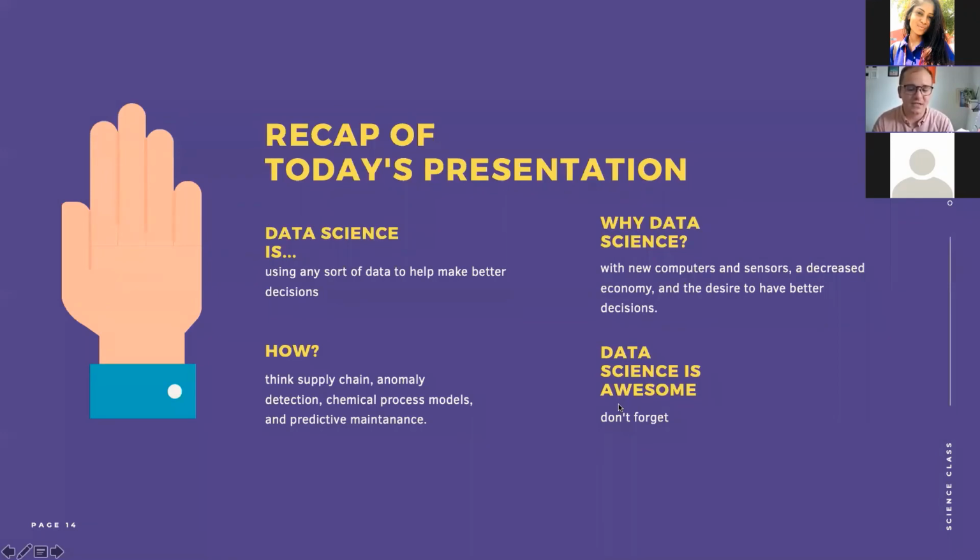Okay, so just as a recap of today's presentation, data science is using any form of data to make better decisions. It's important because we want to make the best decisions we can. Right now, the economy is really tight, and so we want to be as optimized as possible, and we can often use historic data to tell us about the future. How? We have anomaly detection, supply chain decisions, chemical processes to model, predictive maintenance, and many more that I didn't get to cover today. And it's really fun and exciting, and I really enjoy it. It's awesome.